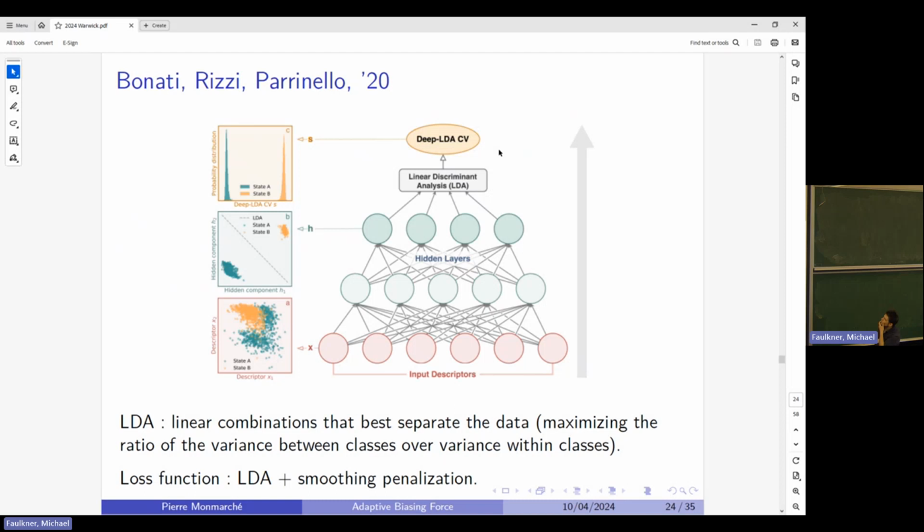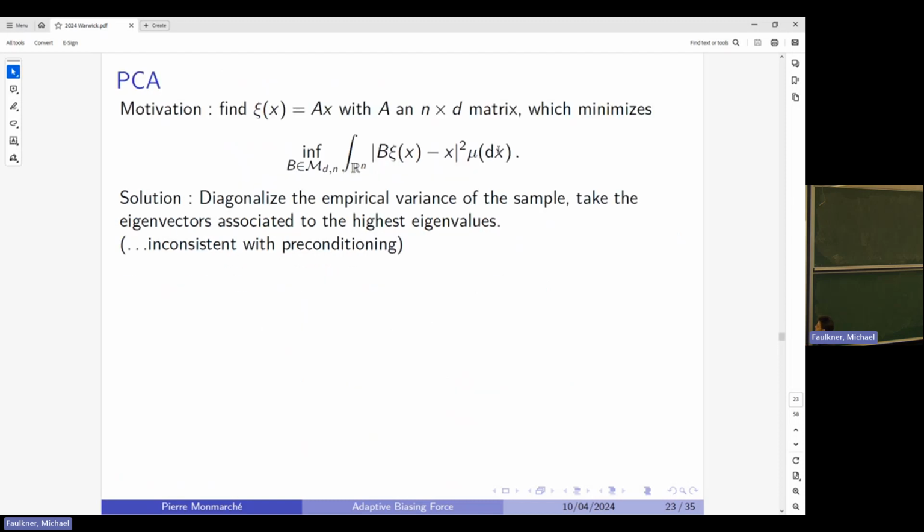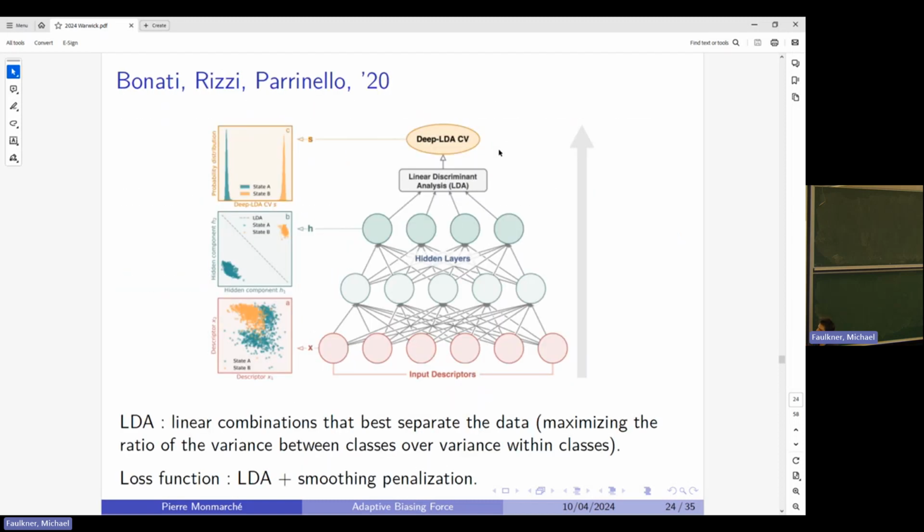Okay, so here is one of the first, I think, to do something. Maybe I shouldn't say that because I haven't a very clear view on the whole bibliography, but it's clear that it's an important work here: the work of Bonati, Rizzi, and Parrinello. I'm just taking the picture from their paper because it's very clear. It's an illustration of what I said, that you have maybe at least two philosophies: either you want to classify or you want to reconstruct. And here it's really a classification problem.